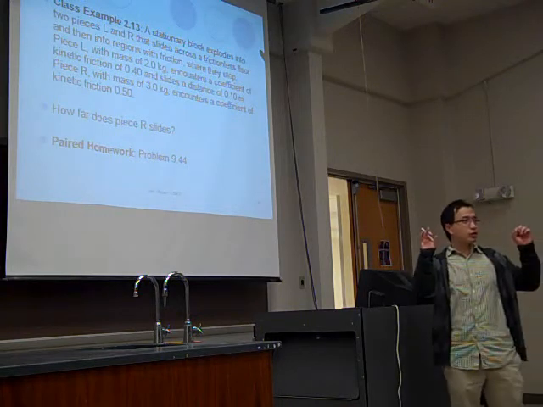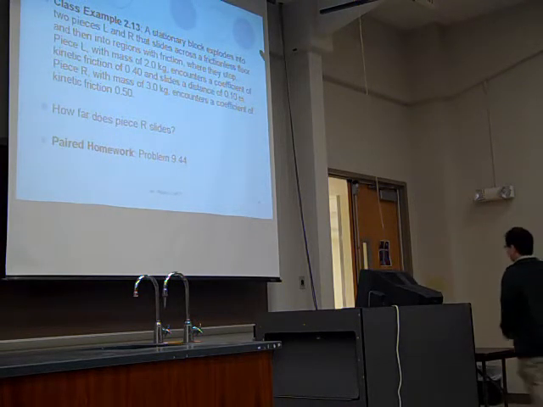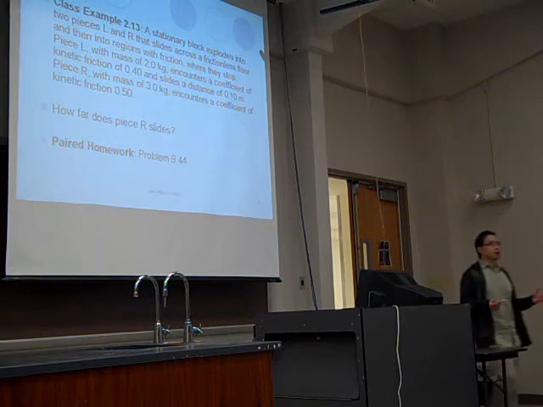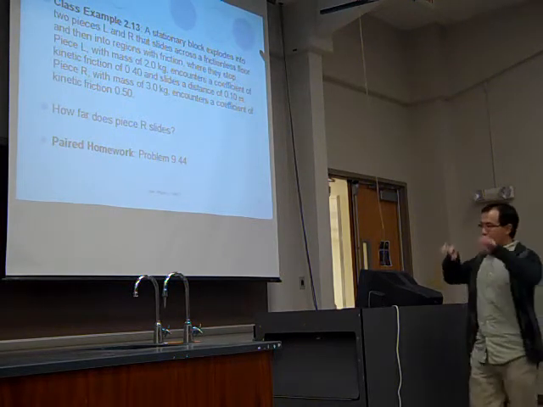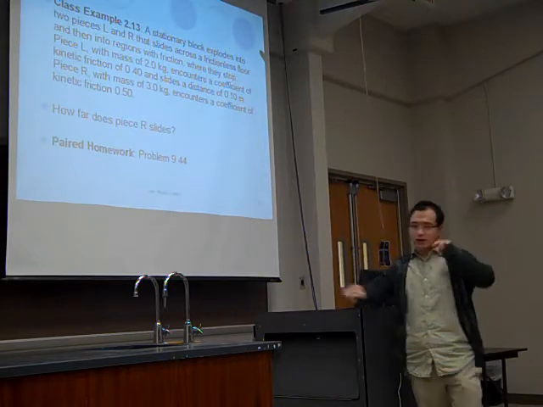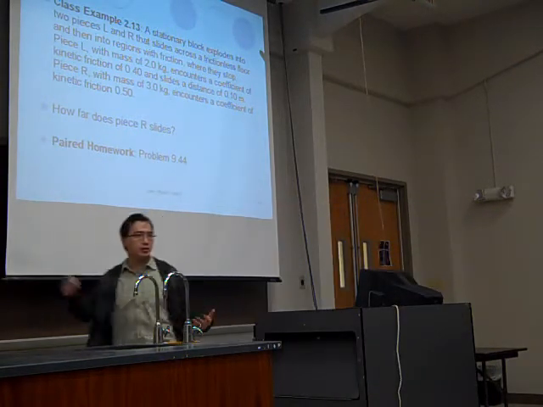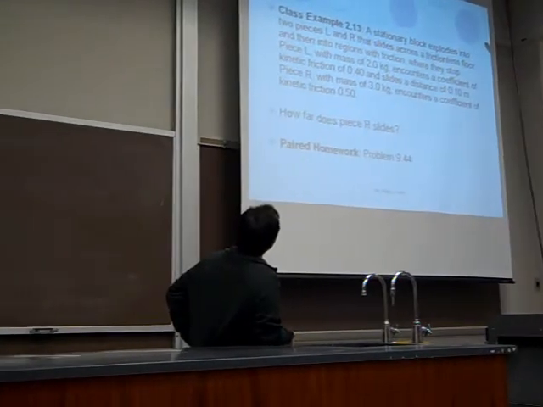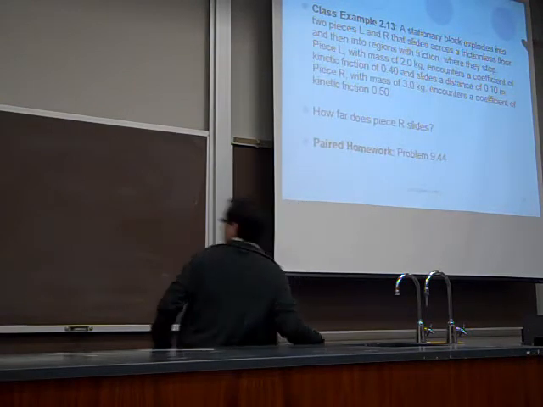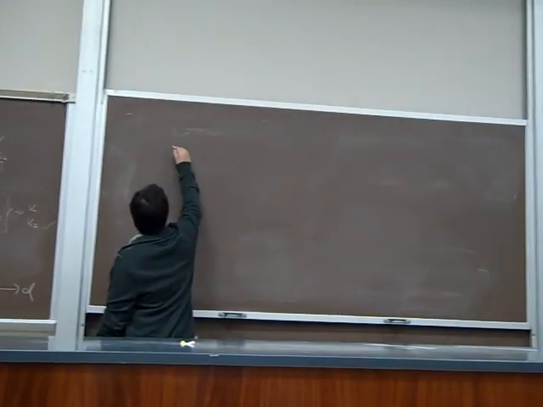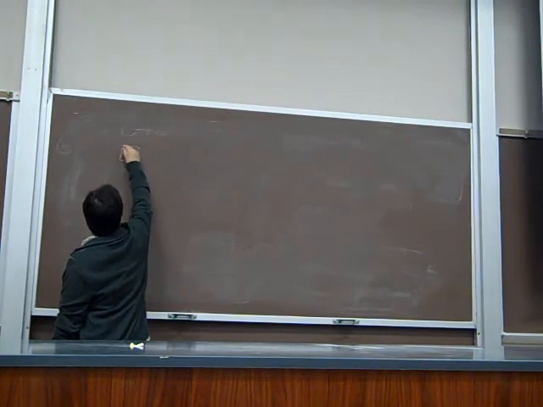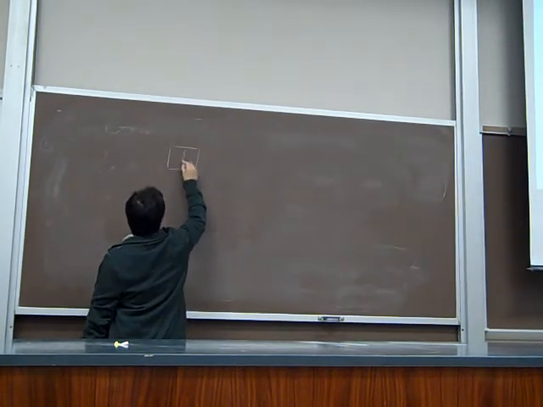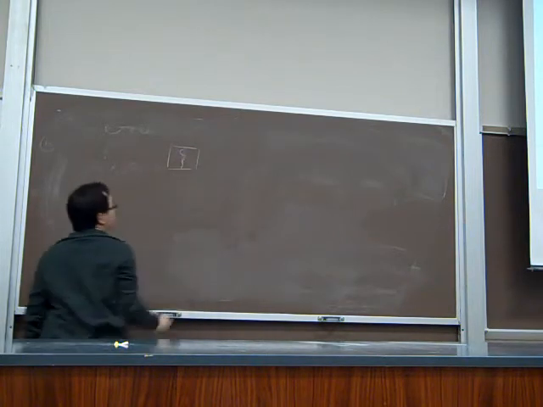So the explosion happens in a frictionless situation, and then they move into a region with frictional force. That's to simplify our problem, so we can separate them into different parts. Where they stop, piece L, it's something like this. First you have a big block, like this, and then it breaks into two pieces.